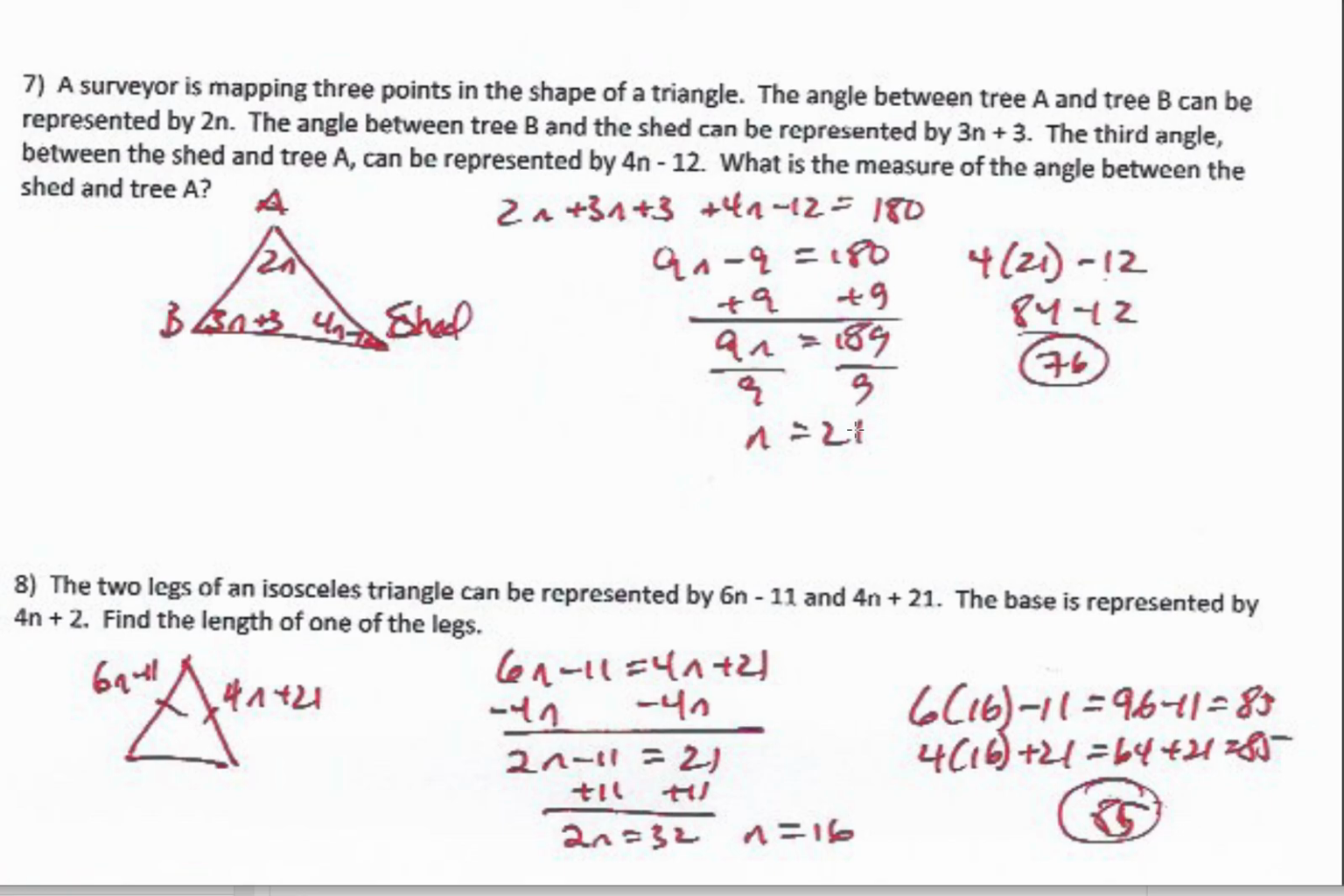But it wants the measure of the angle between the shed and tree A, and that's this angle down here. So it's 4 times 21 minus 12, which is 76.